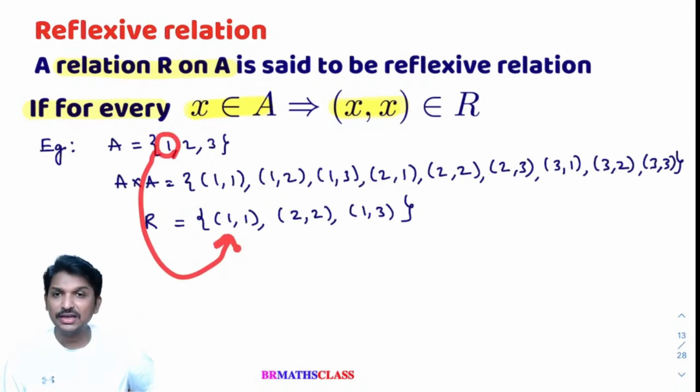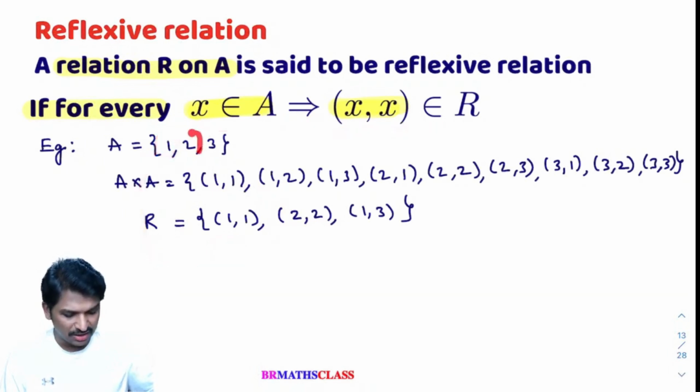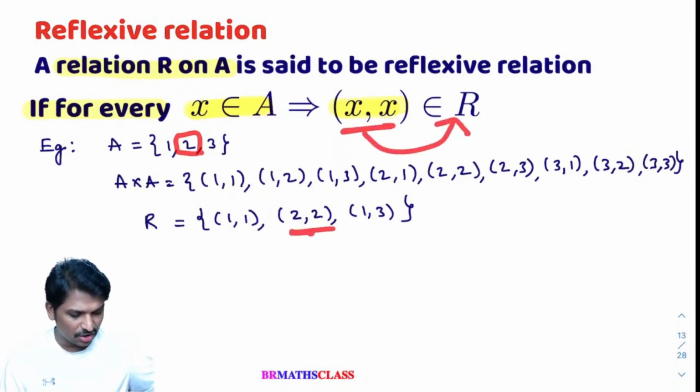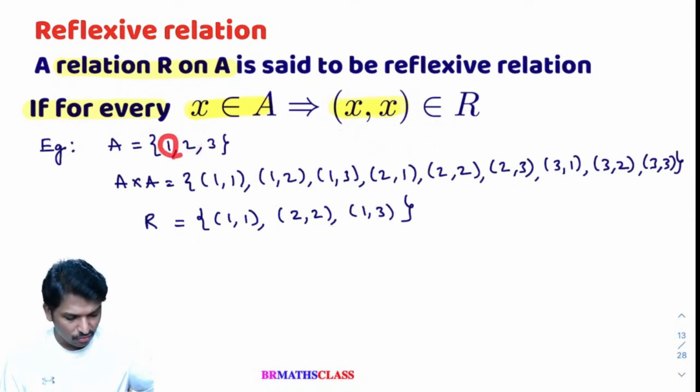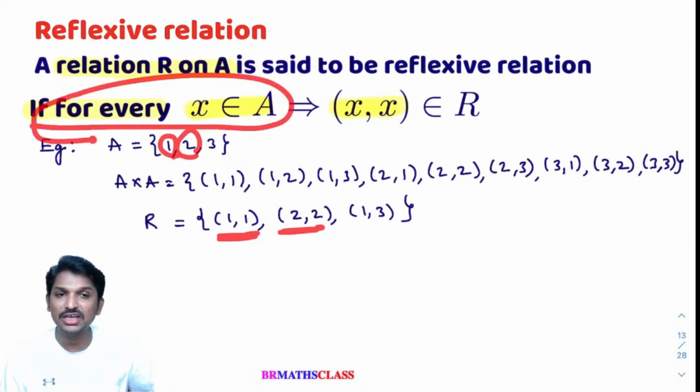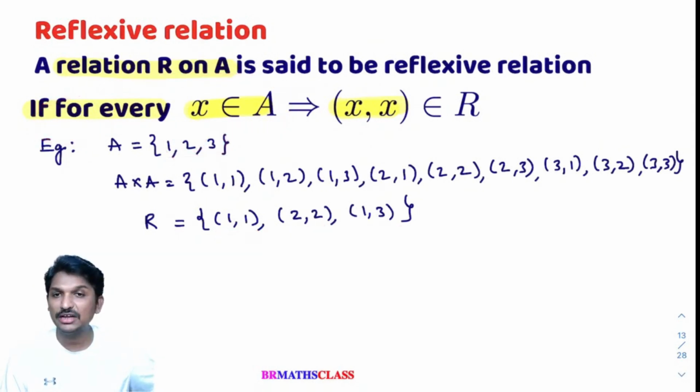If I take 1 in set A, the ordered pair 1, 1 belongs to this relation. That means this condition is satisfied for the element 1. Now you take the element 2 and check whether the ordered pair 2, 2 belongs to the relation or not. Yes, 2, 2 belongs to R. From this, can I say that this relation is reflexive? No. You need to check for every X belongs to A. Here one more element is remaining, that element is 3. Is the ordered pair 3, 3 there in this relation? No. That means what happened?